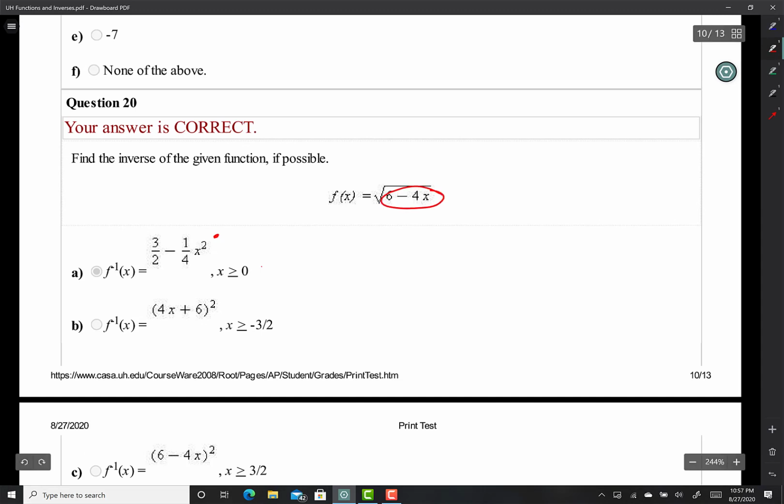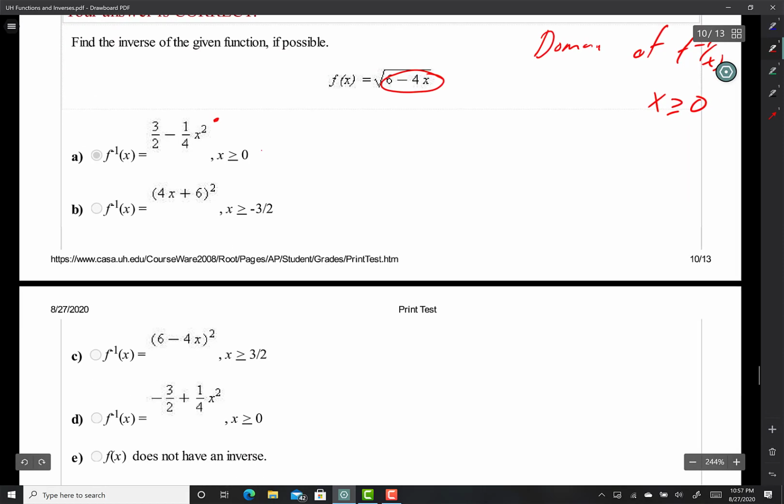The smallest value you can have inside the square root is 0. So that's where this function, the square root function, starts on the x-axis. So that means the domain of the inverse function is all values larger than 0. So right off the bat, delete, it's between these two. Now, how do we find it?